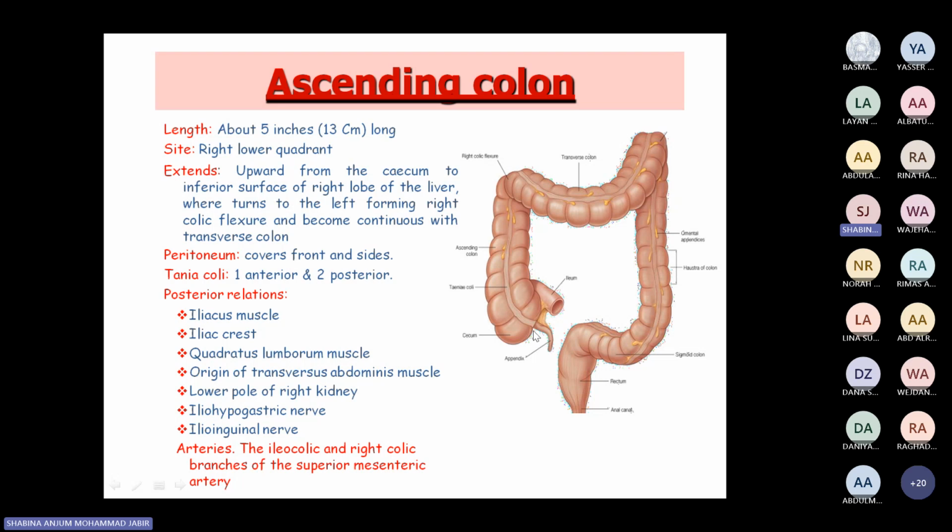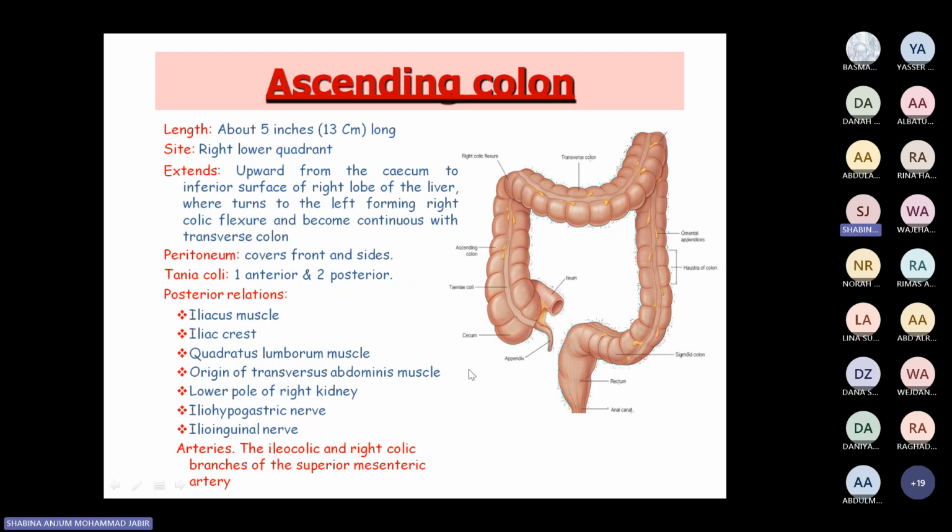It will have the tinea coli, as we have seen. All the parts of the colon will have the tinea coli, which you can see here, one anteriorly and two posteriorly. What will be the posterior relation? You have already seen the picture: it will have the iliacus muscle, iliac crest, quadratus lumborum, transverse abdominis, lower pole of right kidney, and iliohypogastric and ilioinguinal nerves. This I will show you later.